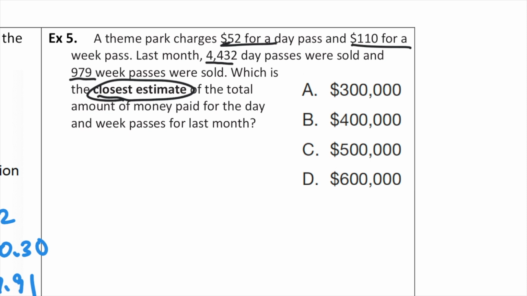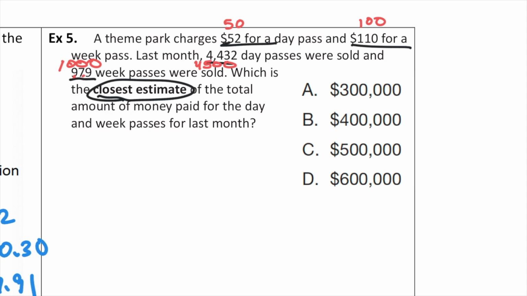Now, the idea is these numbers are annoying. So instead of using 52, perhaps you use 50. Instead of using 110, maybe you use 100. Instead of using 979, maybe you will use 980 or maybe even 1,000. I'm going to try 1,000. That might work. And maybe I'm going to use 4,500.